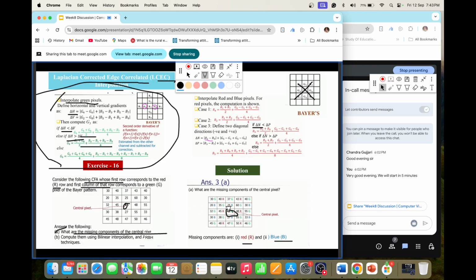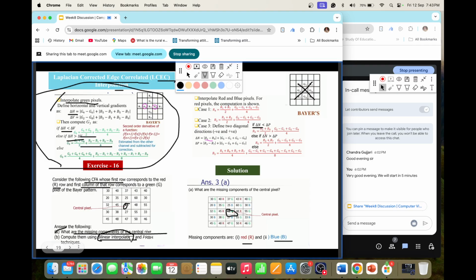So if we are talking about red, that is this red plus this red divided by 2, and we will get the red pixel. So 45 plus 48 divided by 2, we will get the red pixel according to our bilinear interpolation. And if we are talking about the blue pixel, it is this way: 25 plus 27 by 2, and we get the blue pixel. So bilinear interpolation is very easy.